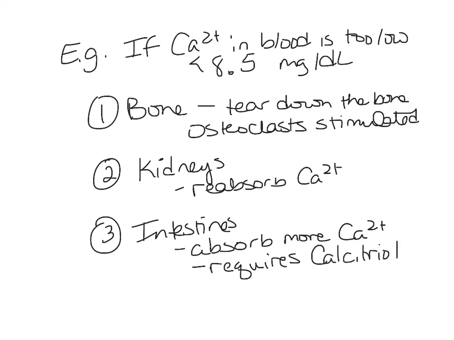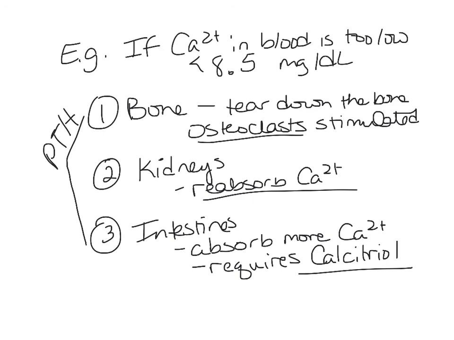Calcitriol, okay? So we've got the bone, the kidneys, and the intestines here, and this is all due to the parathyroid hormone. The parathyroid hormone will stimulate the osteoclasts. The parathyroid hormone will cause the kidneys to reabsorb more calcium. The parathyroid hormone will cause the intestines to absorb more calcium by stimulating calcitriol. Okay, so parathyroid hormone has the major control over all of that.